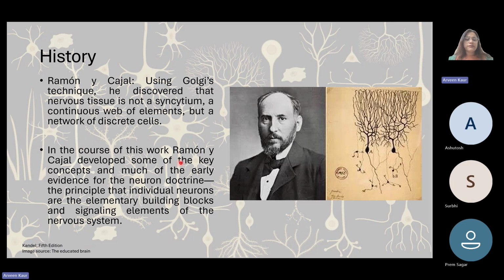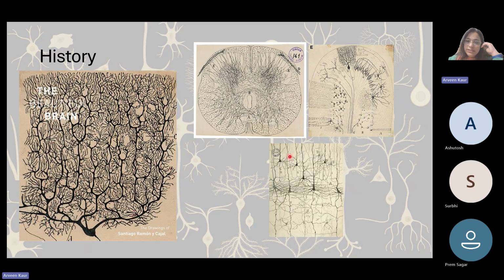In the course of this work, Ramon Cajal developed some of the key concepts and much of the early evidence for the neuron doctrine, for which he was awarded the Nobel Prize. The principle is that individual neurons are the elementary building blocks and signaling elements of the nervous system, right? So you can see over here, there are different kinds of neurons. This has a different kind of structure. This has a different kind of structure. This has a different kind of structure.